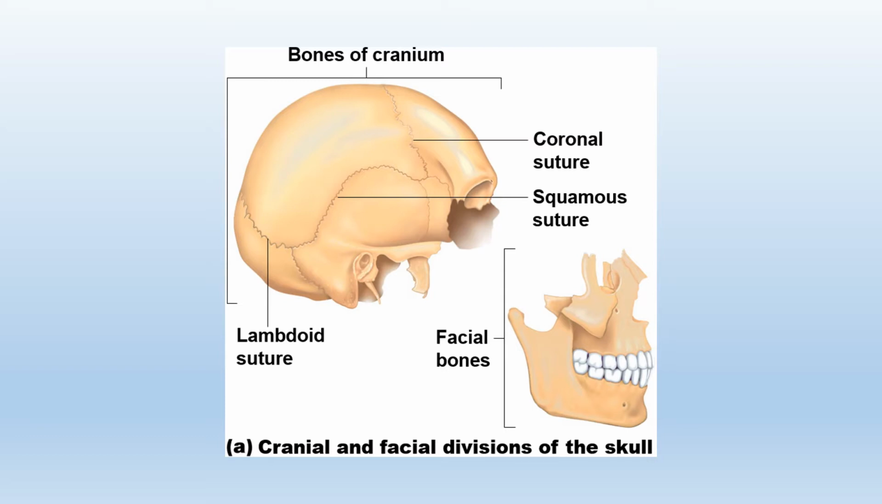Also seen on this view is the lambdoid suture, and this spans the entire width of the back of the head. The lambdoid suture allows for the articulation between the left and right parietal bones with the occipital bone. And lastly, we are able to see one of the squamous sutures here, found between the right parietal bone and the right temporal bone.